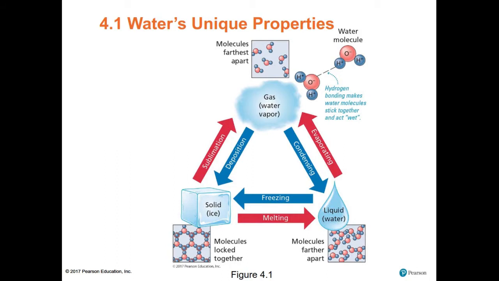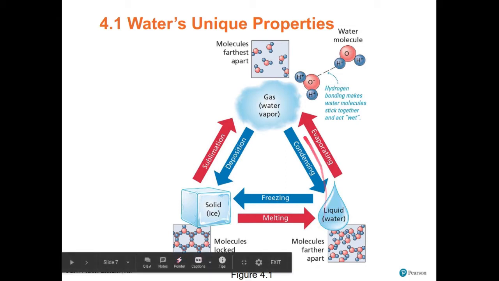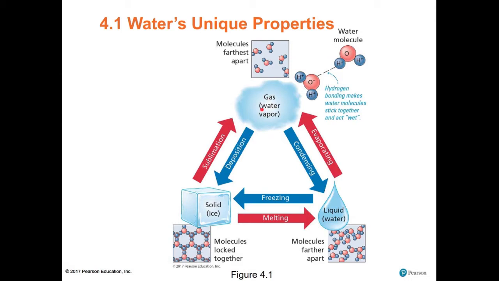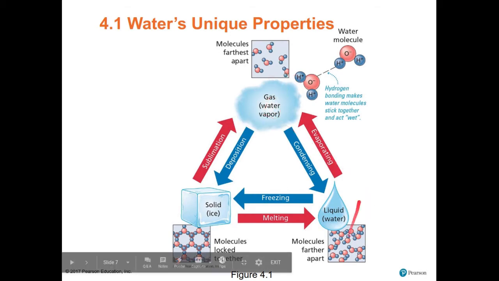So here are the 3 states of water. Let's see if I can grab the pointer. Water exists as a vapor. Water vapor is a gas, just like oxygen and nitrogen in the atmosphere. The fact that it condenses is different than oxygen and nitrogen, at least at the normal Earth temperature. So water appears as a vapor. Liquid water, we all know liquid water.